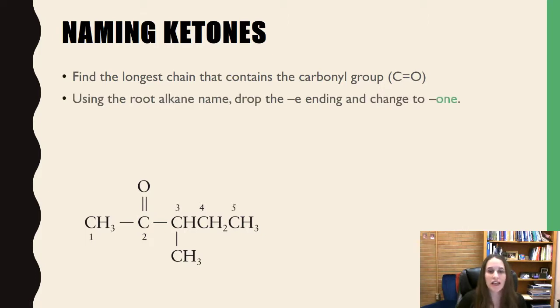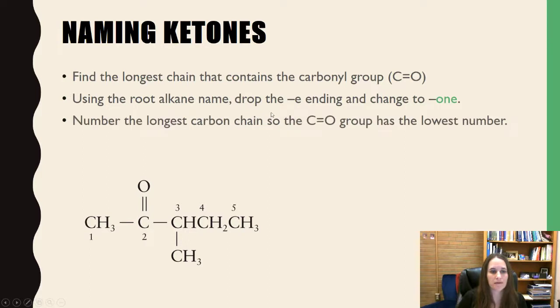We change the root of the alkane name, or alkene name, or whatever it would be, because you could name it as an alkene. Drop the E ending and change it to -one. Just like in the word acetone, even though that's not the IUPAC name, it's that -one that tells us it's a ketone. I like that one because it's right there embedded in the name.